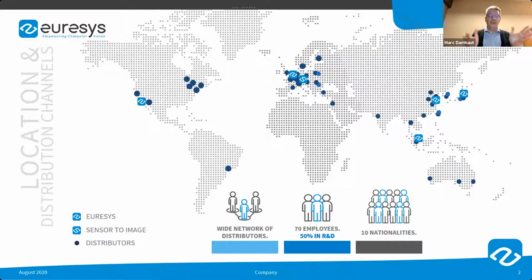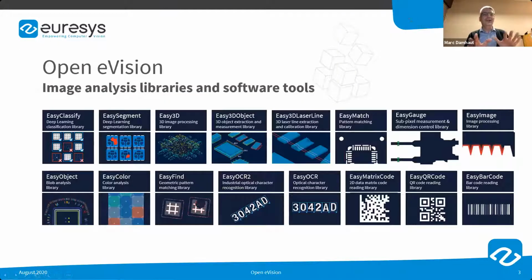We sell computer vision components worldwide through a network of distributors, but we also have sales and support offices in California, in Singapore, in Shanghai, and then in Japan. We are probably best known for our set of frame grabbers, but today we talk about Open eVision, and Open eVision is a super important product for Euresis. Open eVision is a set of image analysis libraries and other software tools. So you see the set of libraries that we have here in Open eVision.